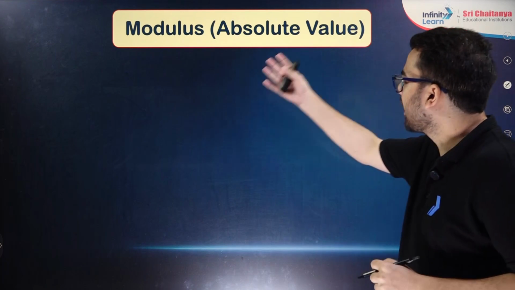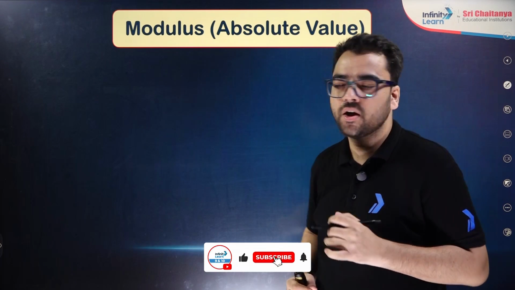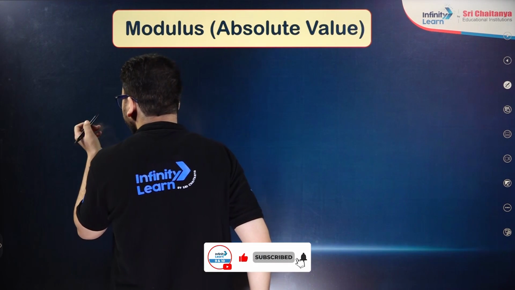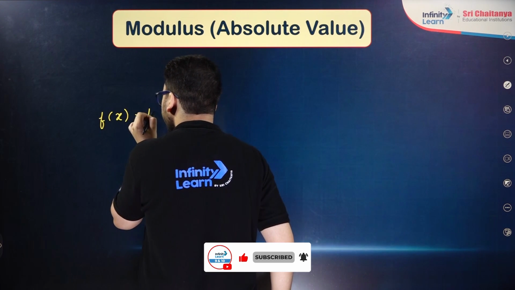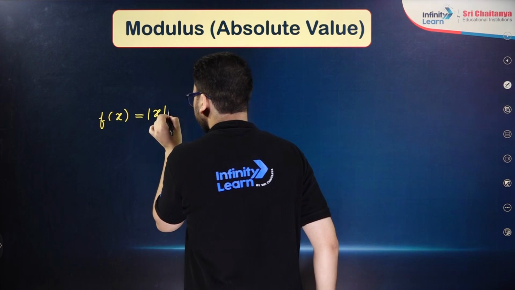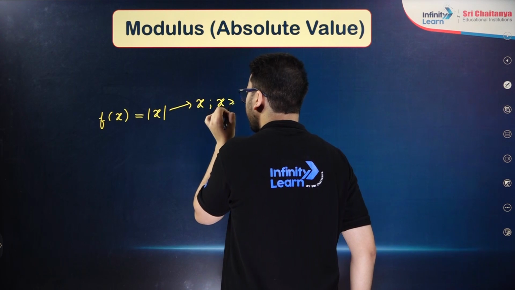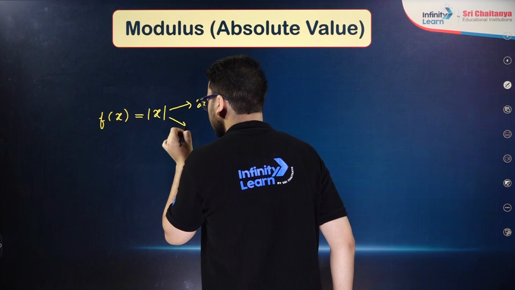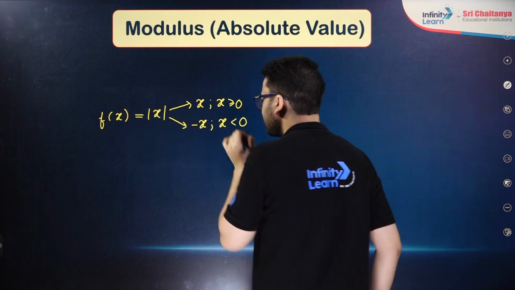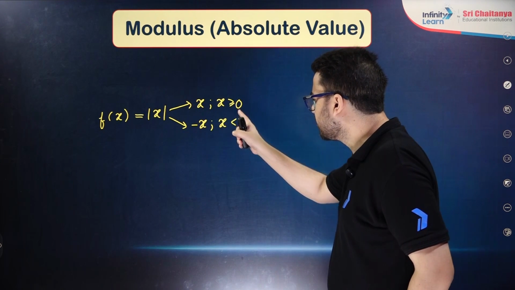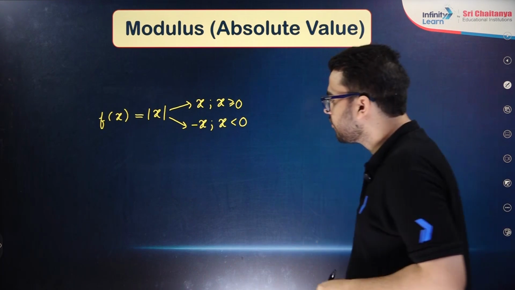So modulus or absolute value of a number or a function is the same thing, and that is represented like this. So f of x is equal to modulus of x. If you write, it means that is x if x is greater than or equal to 0, and that is minus x if x is less than 0. This equal to thing you can take over here as well, it's your choice, right? So what does it mean?